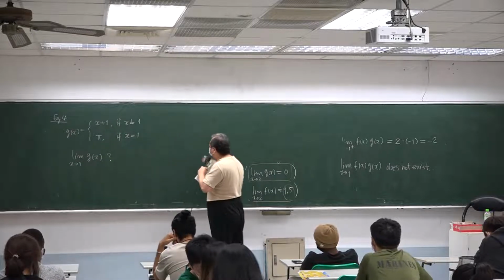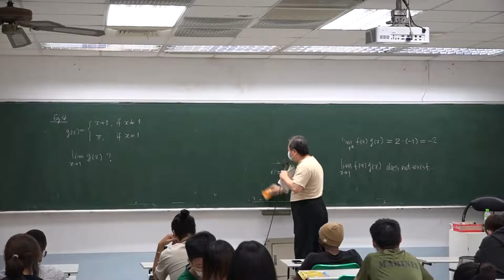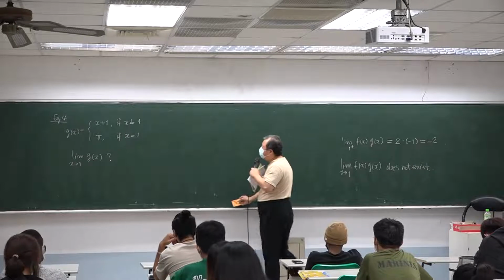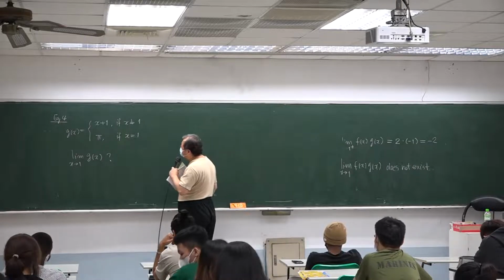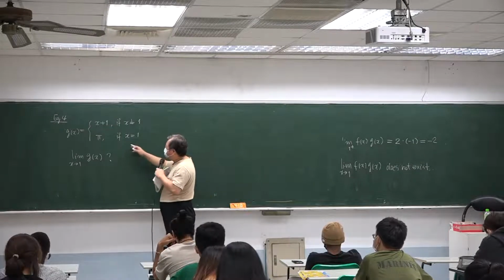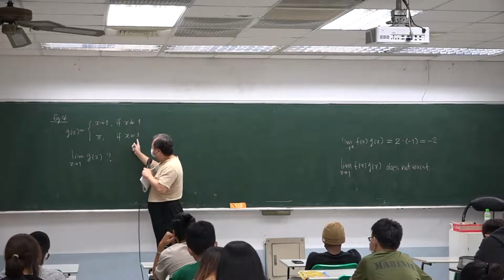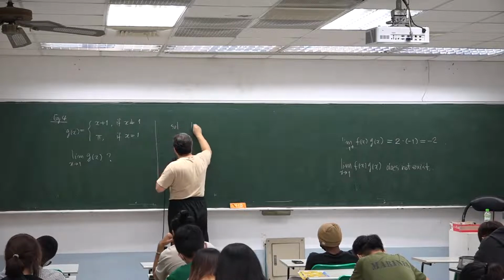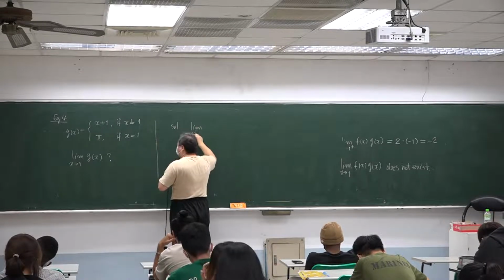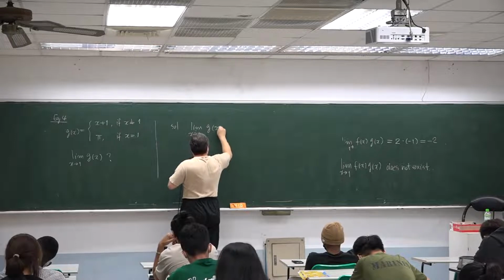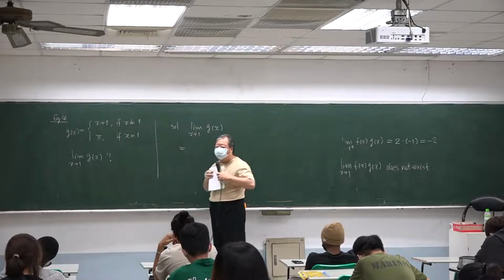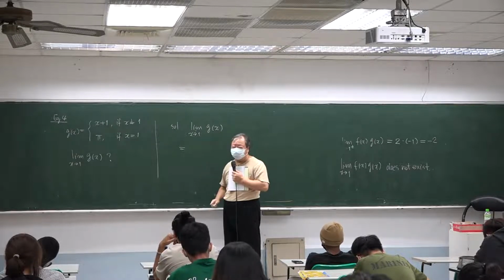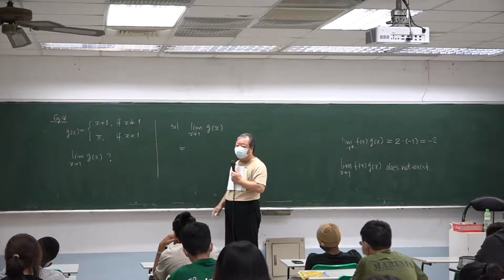The function g is given by: when x is not 1, g of x equals x plus 1. If x equals 1, then g of 1 equals pi. But when we deal with limits, we don't care. We never care about this position.